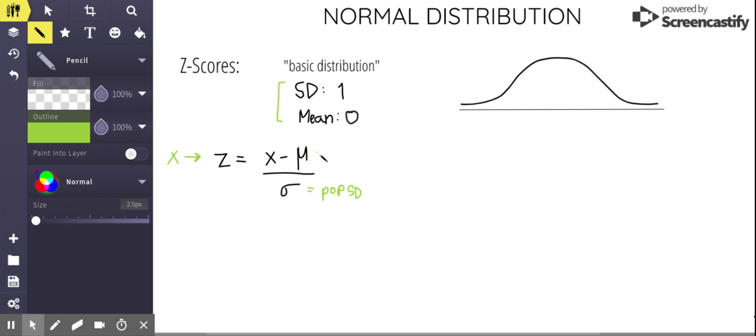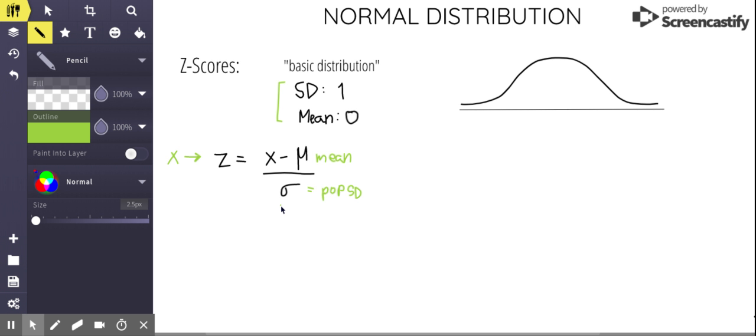And then our mu, I can go ahead and write really quick. That's our mean. And if you guys want, you can go back to my other videos where we explain all these symbols. And then x is just going to be just like an arbitrary value right now. Later, it's going to mean your specific observation in your problem. So that's really it for z-scores.